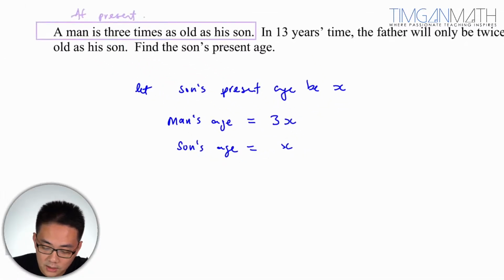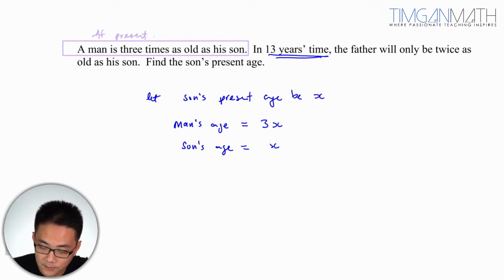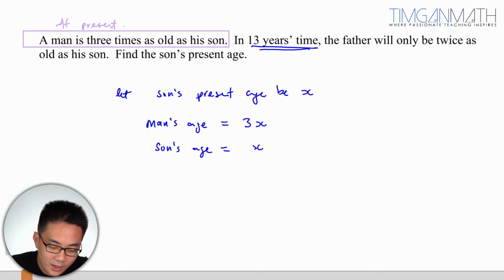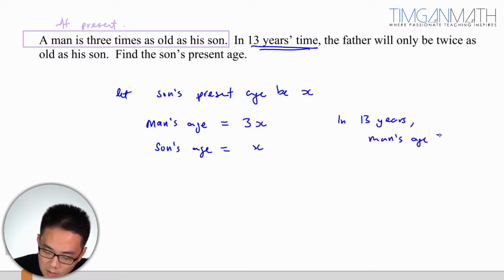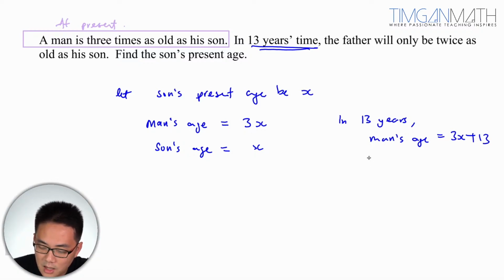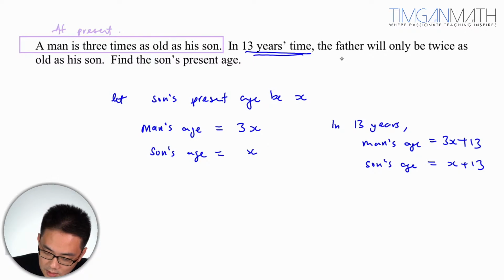In 13 years' time, the father will only be twice as old as his son. In other words, both our ages will just be added by 13. So in 13 years' time, the man's age will be 3x plus 13, does it make sense? And the son's age will be x plus 13. There you go. So this is in 13 years' time.